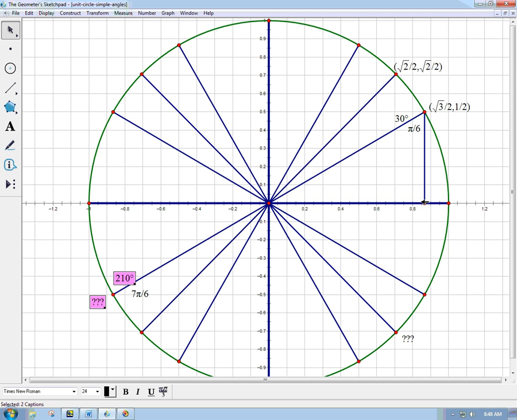Okay, so what about the x and y coordinates? Well, we were a half up from the axis, and now we're on the opposite side. That's going to be a half down. We were √3/2 to the right. We're going to be √3/2 to the left. So we're just going to get the signs changed.